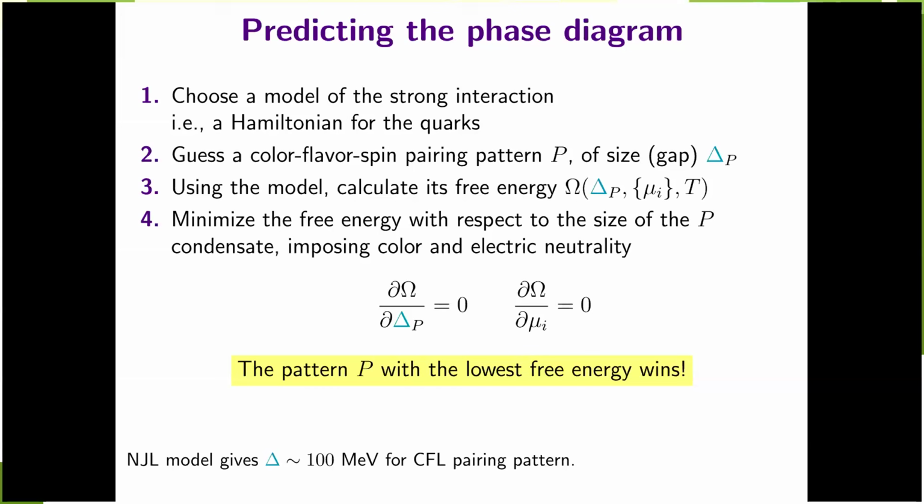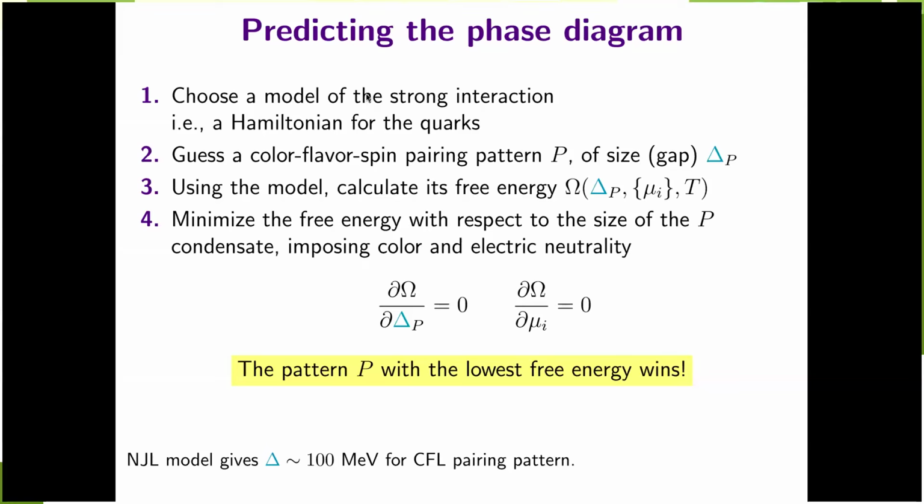I'll just say a couple of words about how we would be more quantitative here. If you want to find out which is the favored phase, how did we get to that color flavor locked phase? You need to choose some model of the strong interaction. We've got to have a Hamiltonian for the quarks, and then we can plug this state in and see if the energy is low or high, and we can plug in other states and see if the energy is low or high.